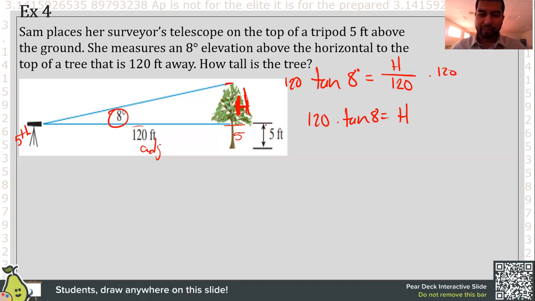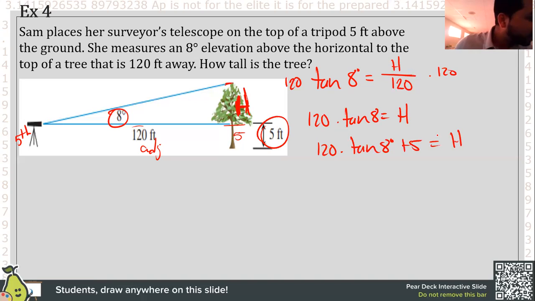Now keep in mind that 5 feet, we still need to add it. So it's going to be 120 times tangent of 8 degrees plus 5 feet is equal to my h. And I believe I have the answer for that one too. I got that it was 21.86 feet. Okay. So hopefully these were a little bit easy, or at least some sort of approach to them.